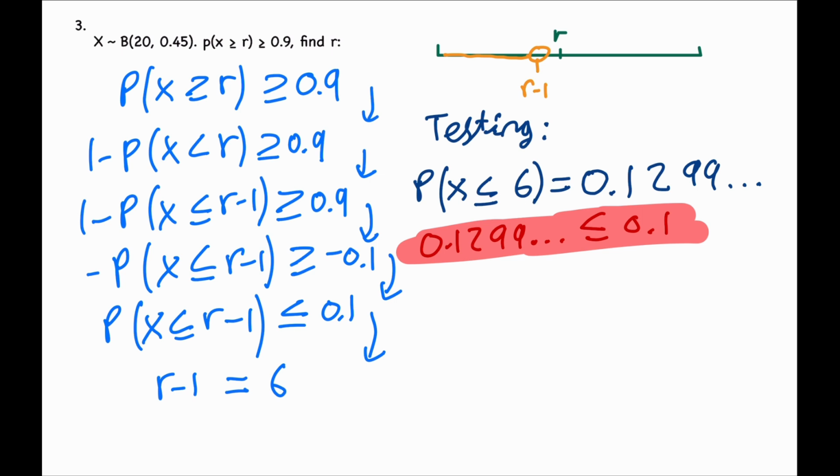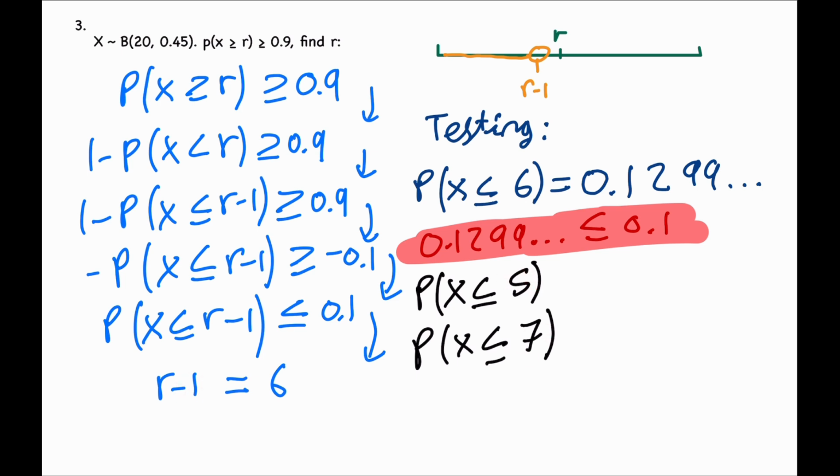So that means our r minus 1 cannot be equal to 6. Because this is slightly large, we're going to test the probability that is a bit smaller. So we're going to test the probabilities next to it. We're going to test p of x is smaller than or equal to 5, and p of x is smaller than or equal to 7. And whichever one of these is smaller than or equal to 0.1, we will use as our value of r minus 1, either 5 or 7. So let's check.